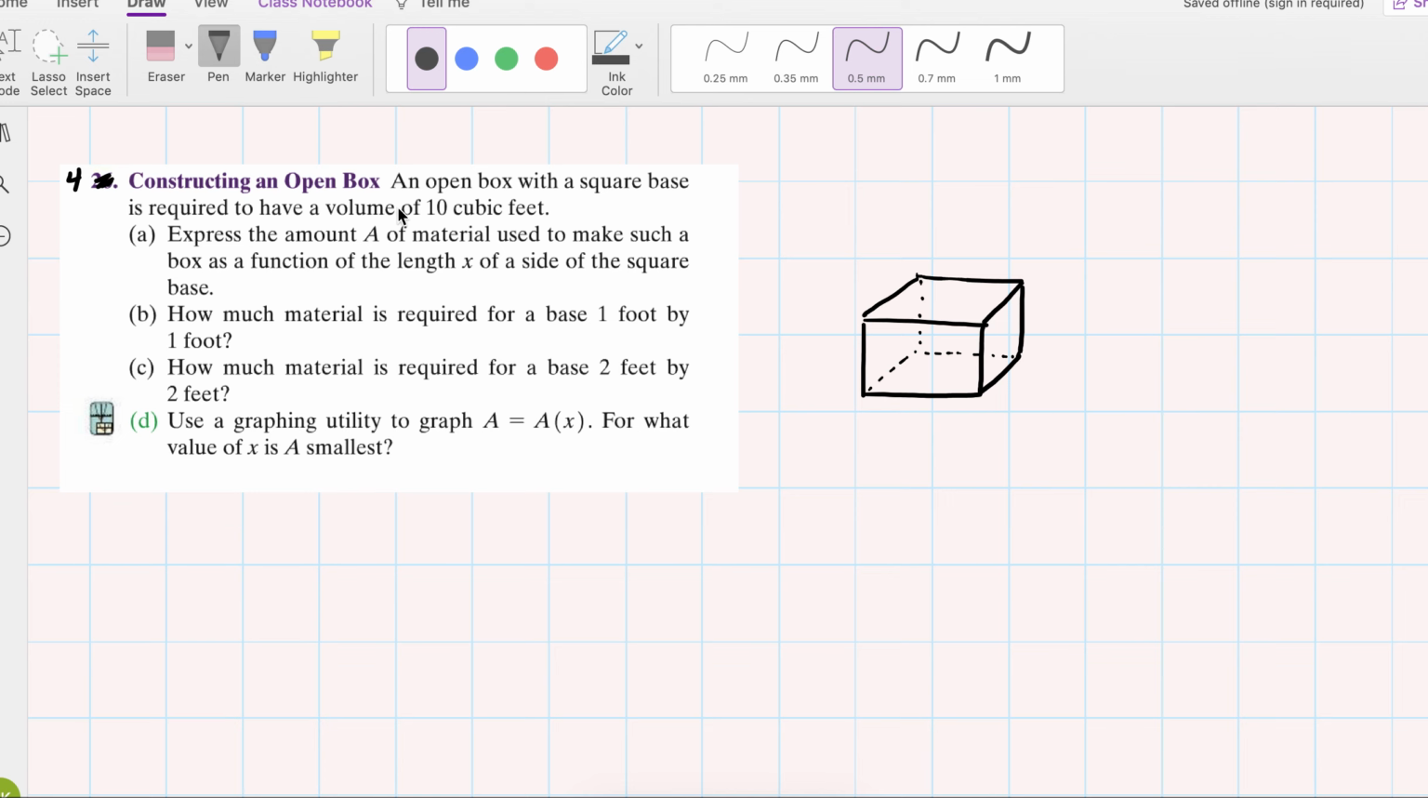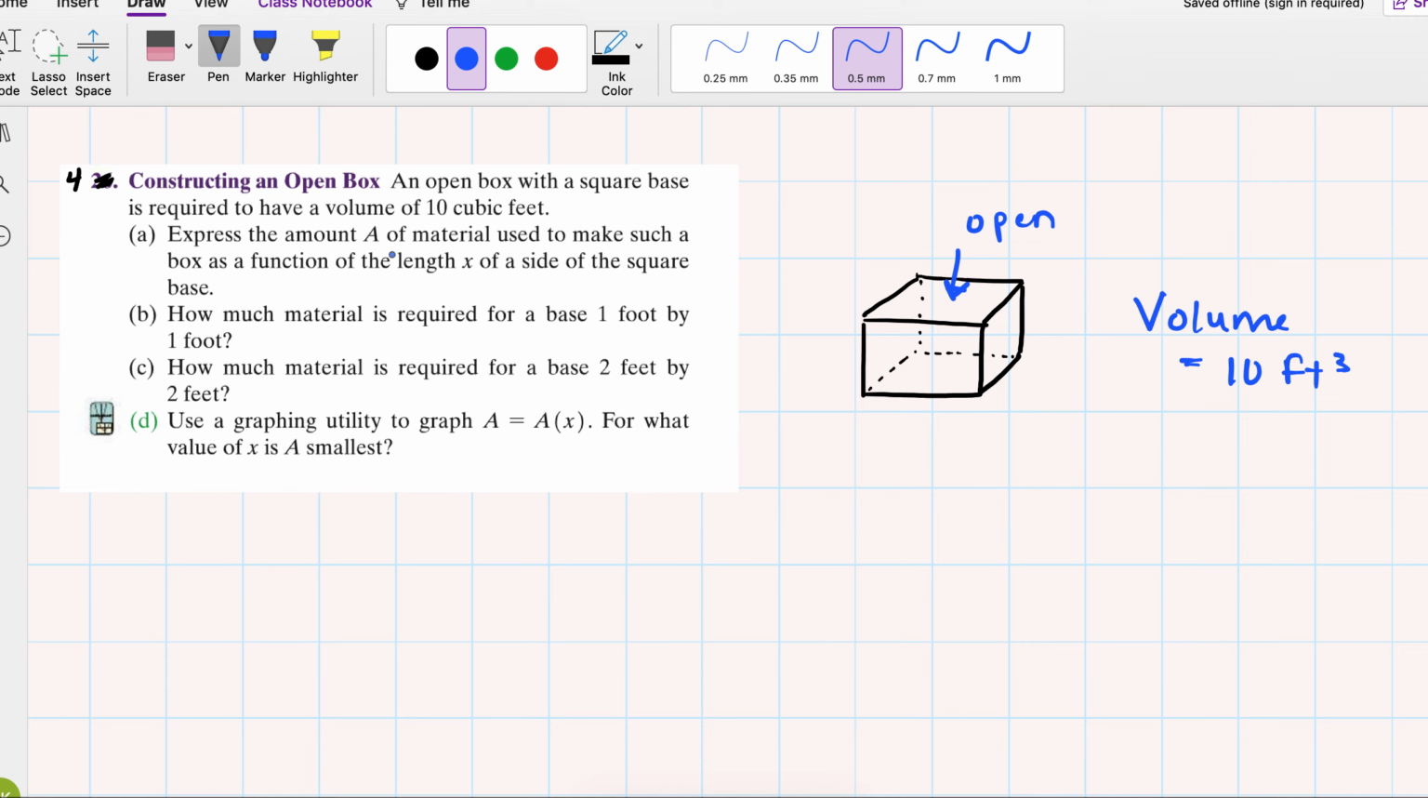We want to construct an open box. So we have an open box with a square base, and it's required to have a volume of 10 cubic feet. Here I've drawn a box, and so it's open, so it doesn't have a top part, and the volume is equal to 10 cubic feet.